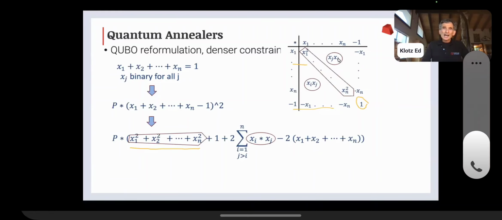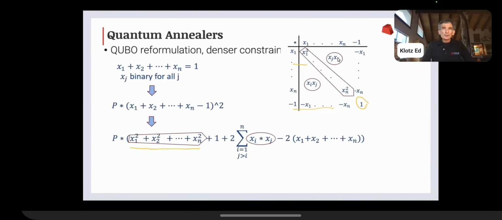We have these off-diagonal terms that are symmetric. So the terms above and below the diagonal have symmetric counterparts. So we can just take twice the sum of the elements above the diagonal. And then what's left are the bottom row and rightmost column. So we get a collection of linear terms there.